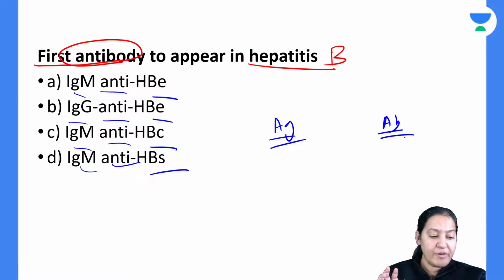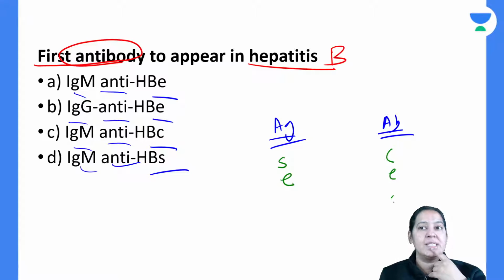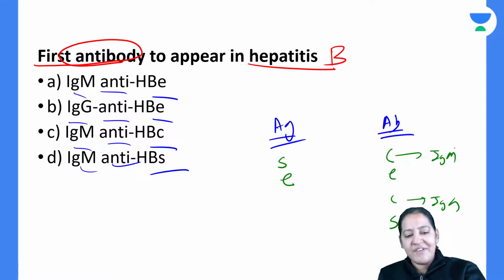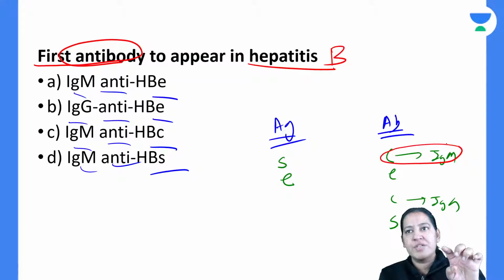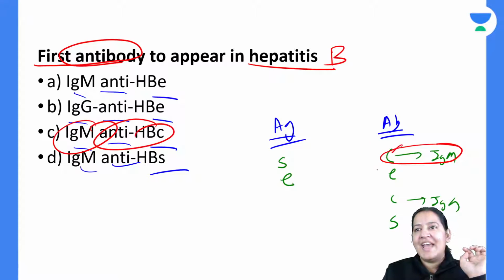So most of the students are already trying. Iram, Alphos, Rishinika. Yes, you are right. For antigen, the sequence is S and E. But the question is not about the antigen. For antibodies, the sequence is C, E, C, S. The first C is IgM and the next C is IgG. So this is the first antibody which comes in blood. Now look in the options where it is given. So it is IgM anti-HBC.